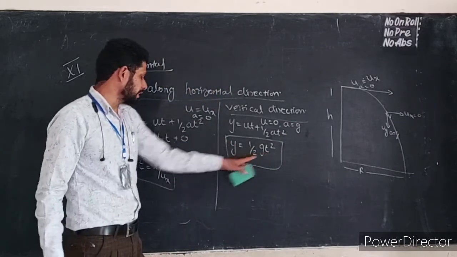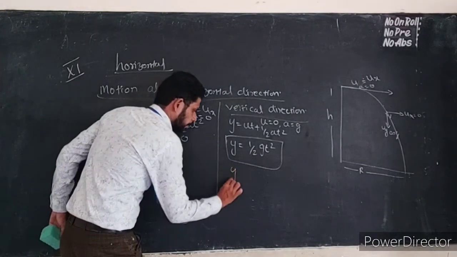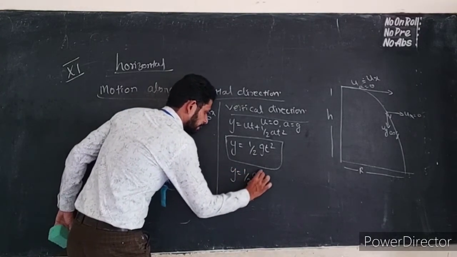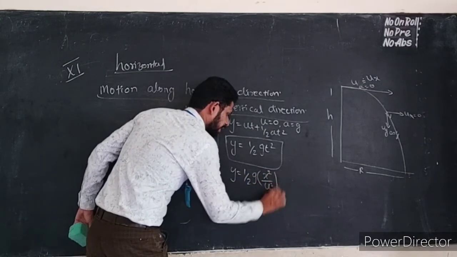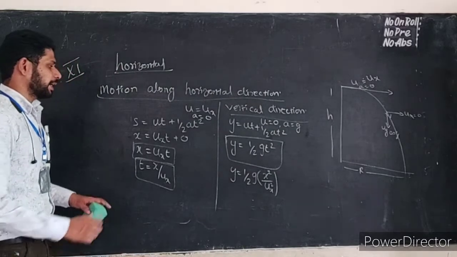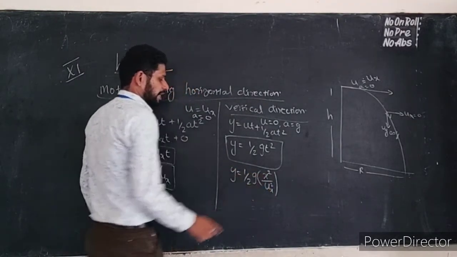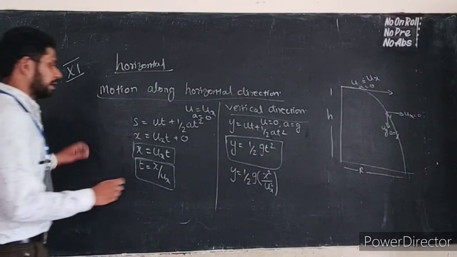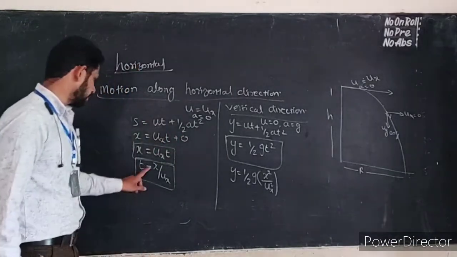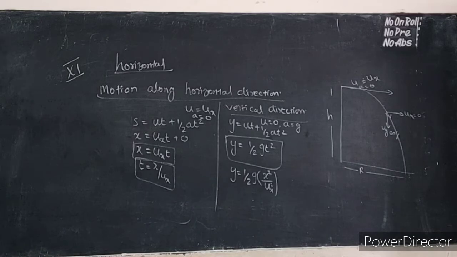Once we have the value of t from equation 1, we can combine x by ux. Then I can write y equals 1 by 2 g, x squared by ux squared. Here we can take all those things as common. Next, we don't know the velocity in the horizontal direction. So y equals half g, x squared by ux squared.